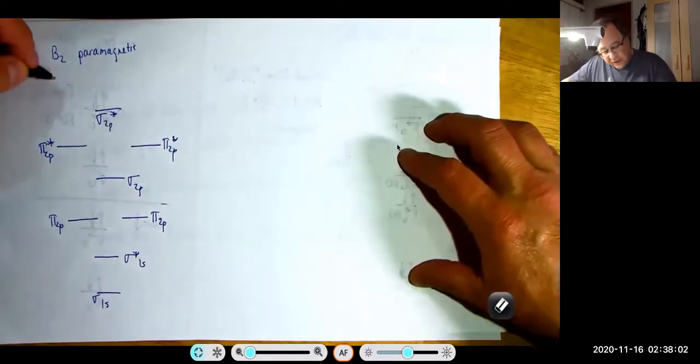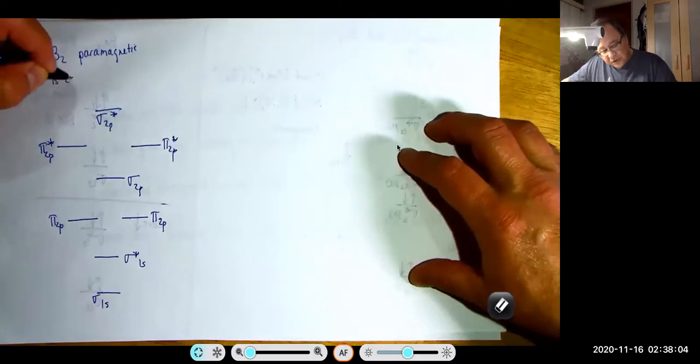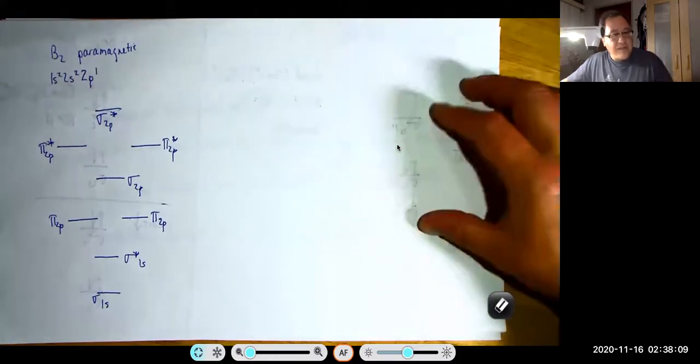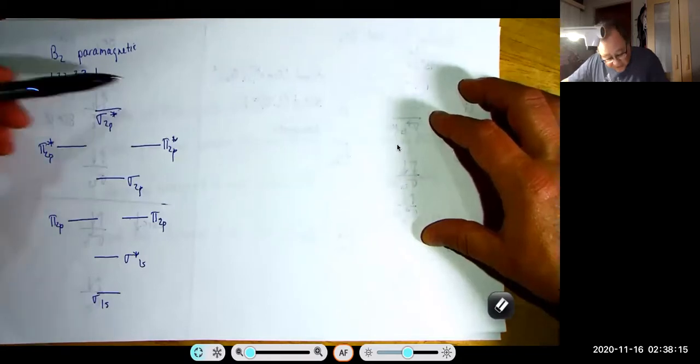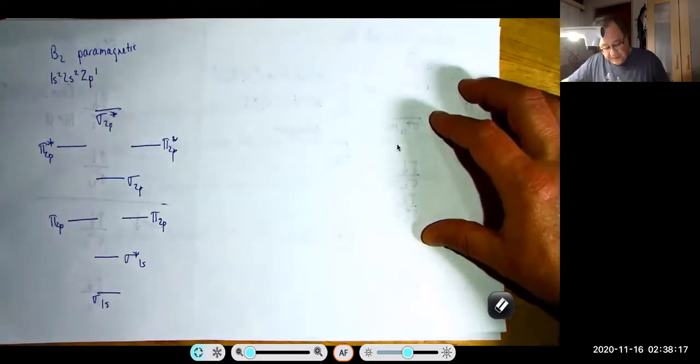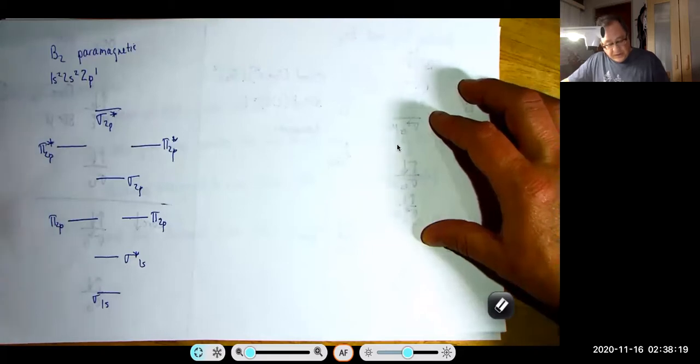And for B2, it's 1s2, 2s2, 2p1. So we have to invoke the 2p atomic orbitals. And this is what we get for the MO diagram. I'll show you how we get these particular ones in just a bit, but this is what it's going to look like.